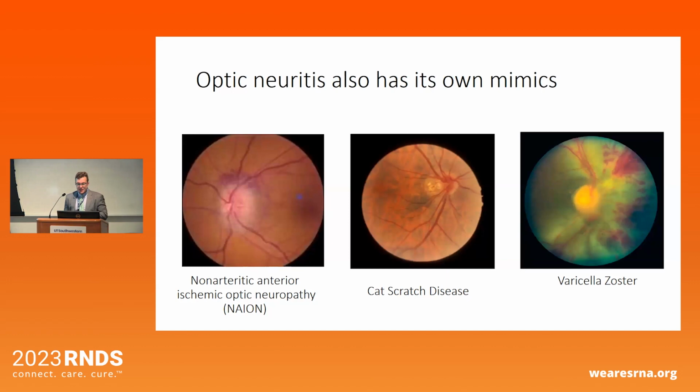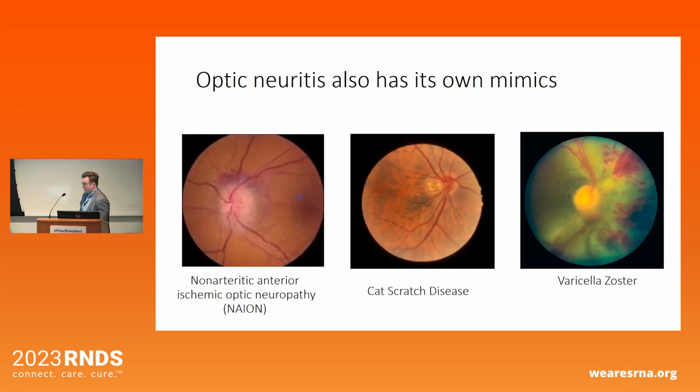Optic neuritis has its own mimics, so I want to emphasize that quickly. We have had many patients come to us with the label of optic neuritis that we have changed. Again, strokes can happen in the optic nerve. That's what this first long term here is. That's basically a stroke of the optic nerve. And then these are a couple of infections that we've seen.